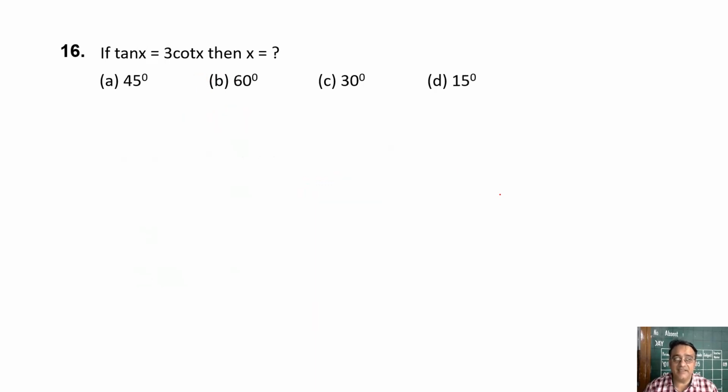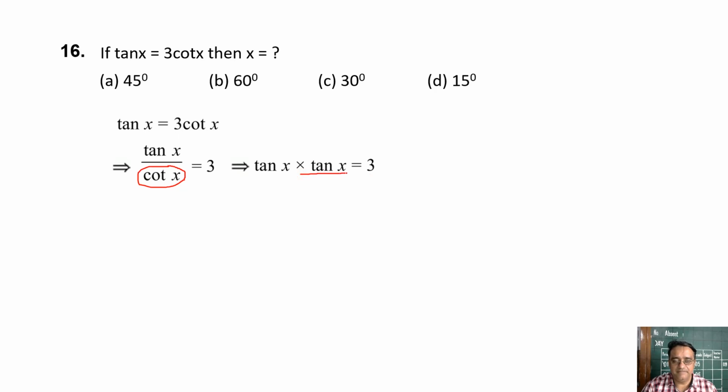If tan x is equal to 3 cot x, then x is equal to dash. So first of all we will shift cot to this side, right. So tan x upon cot x will be there. What is 1 upon cot x? Tan x only. So tan x into tan x is equal to 3. This is clear? Yes, sir. Okay. So tan square x is equal to 3. What is tan x then?